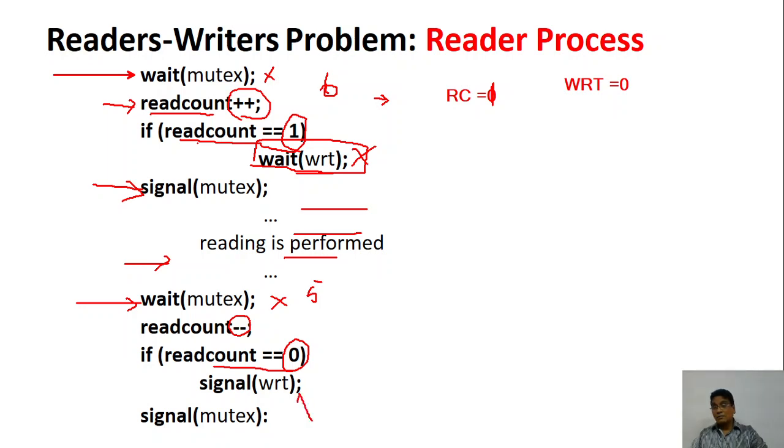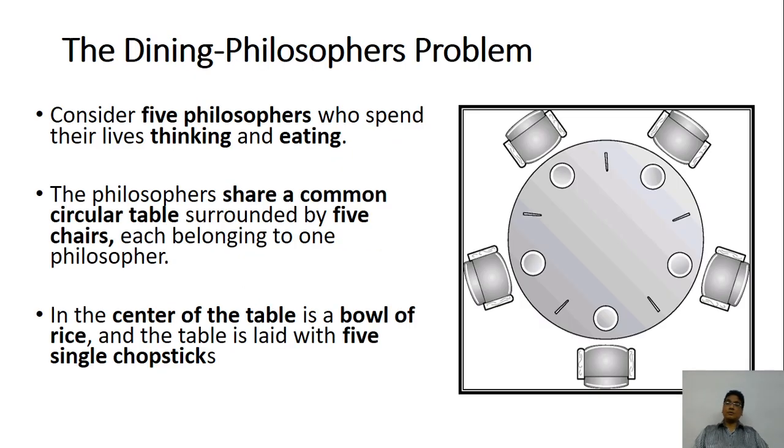Then you signal the writer saying that you can do it. You can write it and remove the lock and walk out. So this is how it goes.